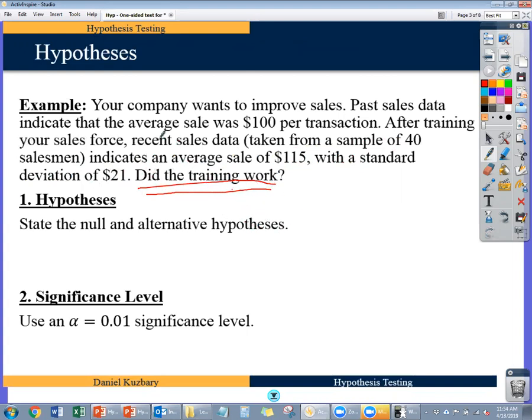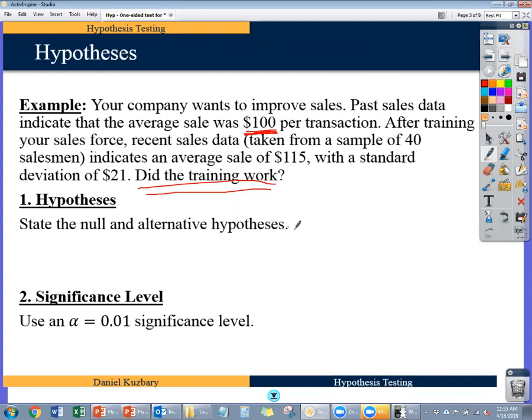So just to set this in a hypothesis testing context, what we know already is that in years past, the average sale was $100 per transaction. And then you do some training, and your goal of training would be to increase sales. It wouldn't be to decrease sales. So the result you would want from your training, or we could define the training working as, my average sale went up from $100 to maybe $101 or $150 or something nice.